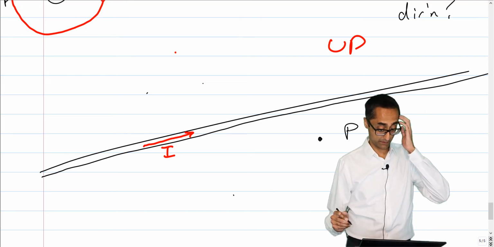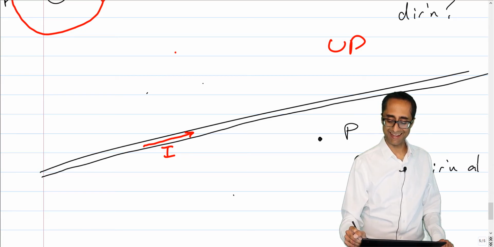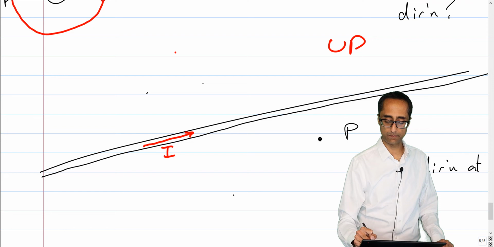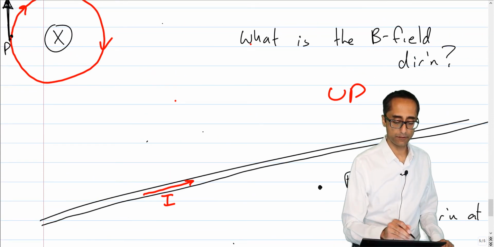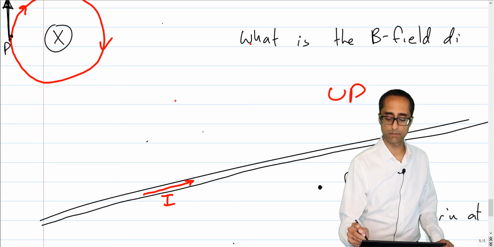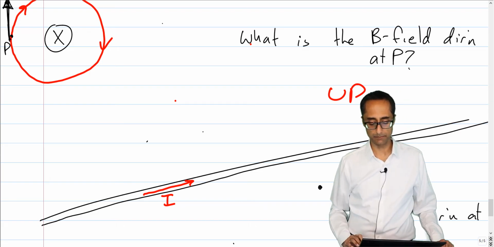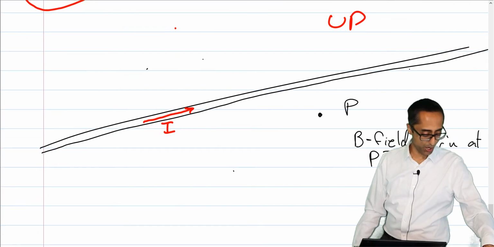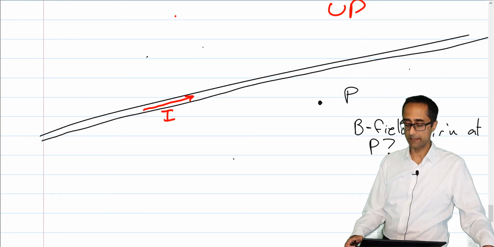And the question once again is the same. The magnetic field direction at P. I should write that up there as well. The magnetic field direction at P. That's what we're looking for here. All right, so give it a pause. Give yourself a second to try to figure out what it is, and we'll come back and take it up.